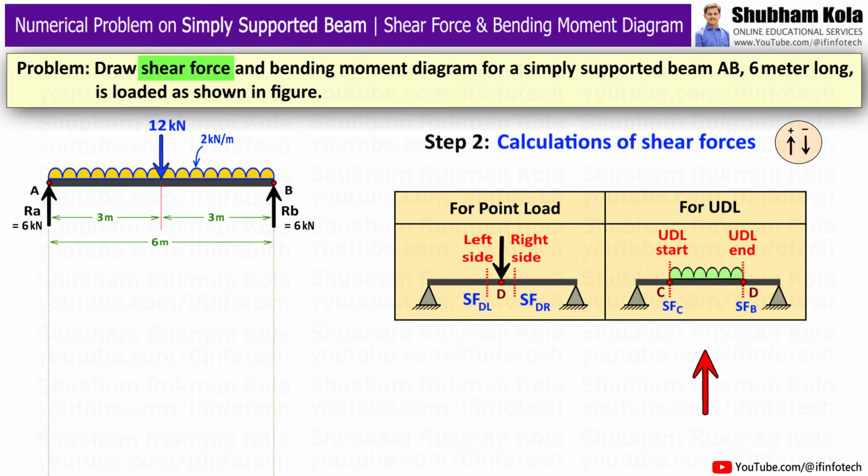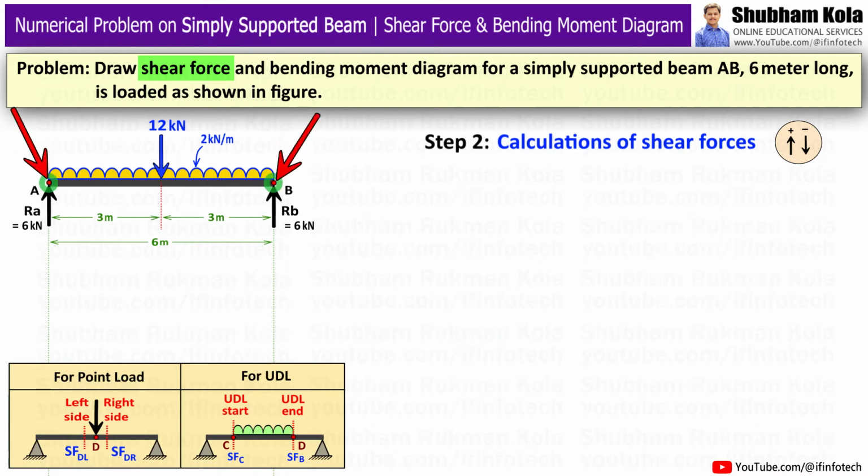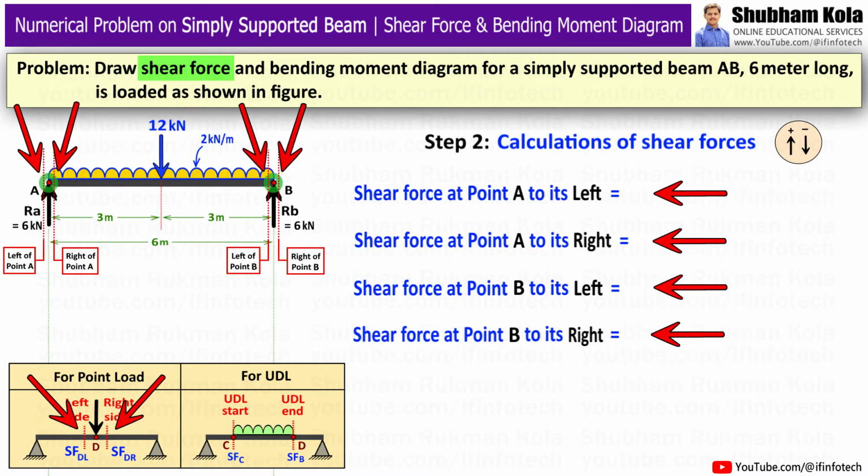But while calculating the shear force at uniformly distributed load, you should calculate shear force values at start point and end point of uniformly distributed load. But here, at point A and at point B, there are support reaction forces Ra and Rb, which are point loads, and since these are point loads, as per the rule, I will calculate the shear force values at left side and right side of point A and point B.